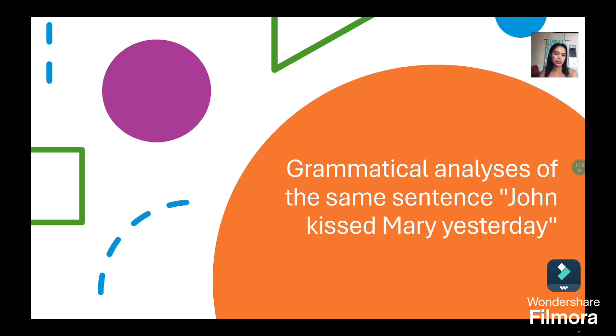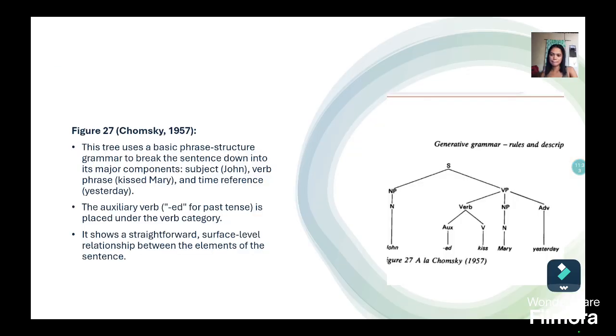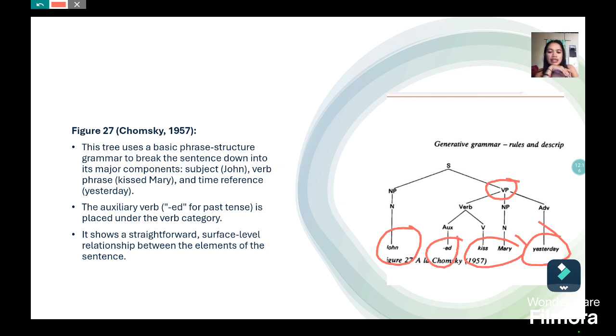And in the next slide, we're going to discuss the grammatical analysis of the sentence "John kissed Mary yesterday," in figure 27, Chomsky, 1957. In that figure, this tree uses a basic phrase structure grammar to break the sentence down into its major components. The subject here is John. The verb phrase here is "kissed Mary." And the time reference is "yesterday." So the auxiliary "ed" for past tense is placed under the category of verb.